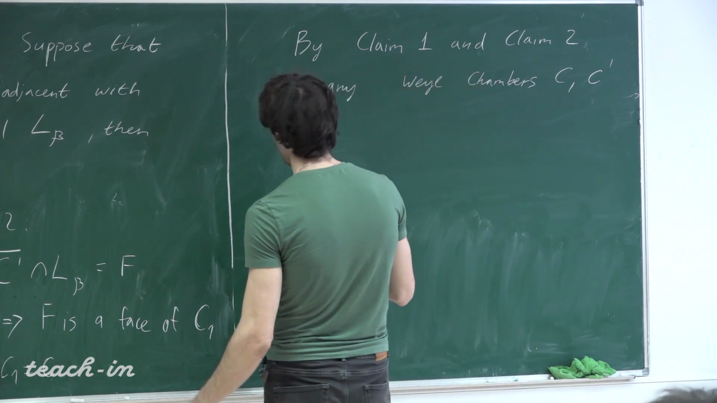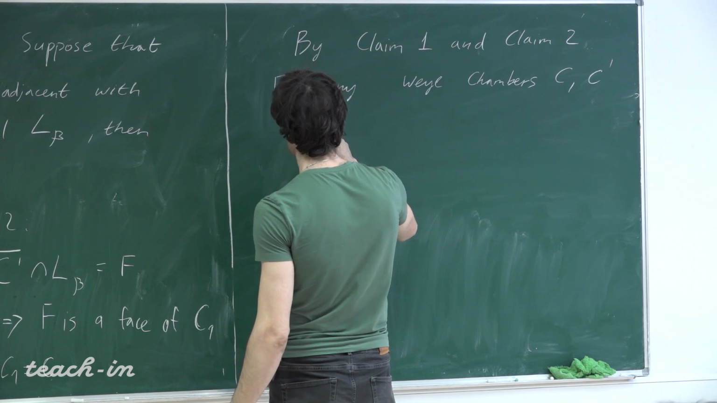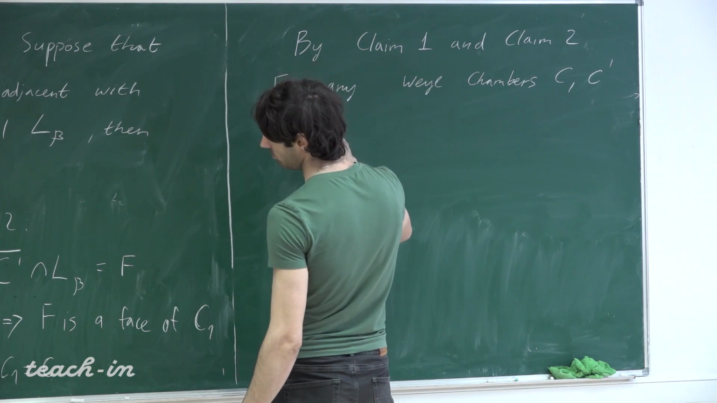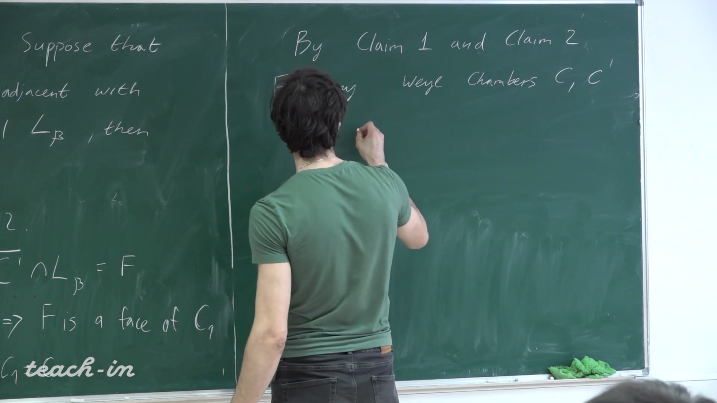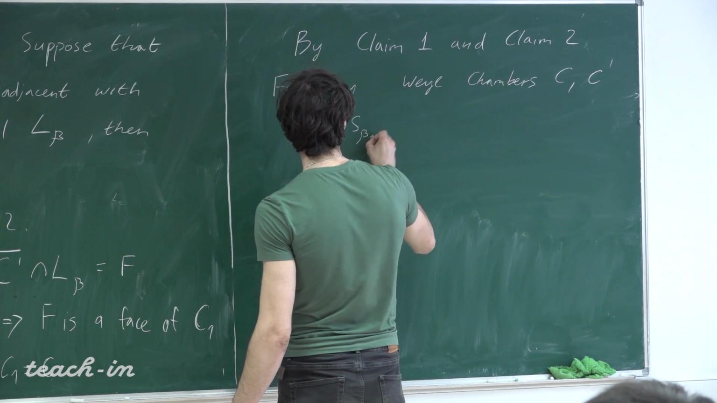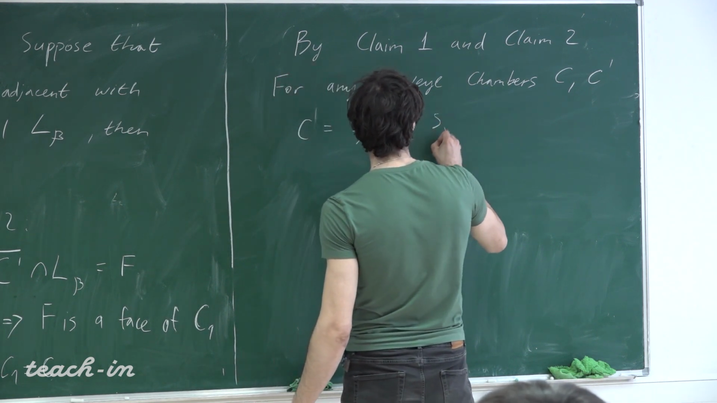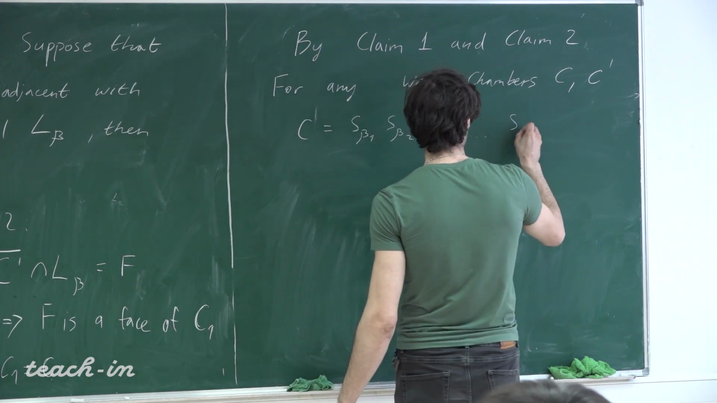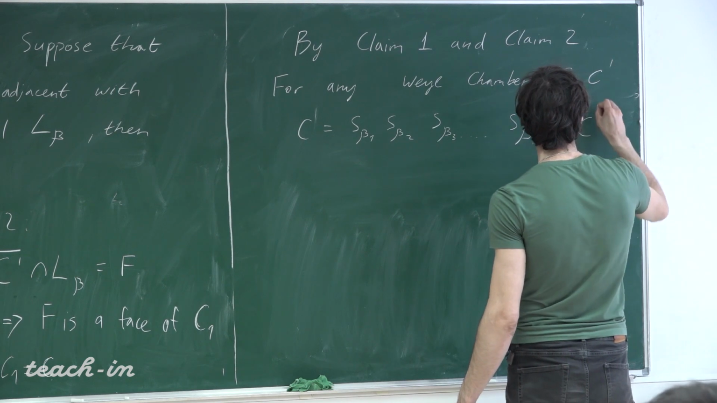So we would like to go like this. C is S beta 1, S beta 2, S beta 3, and so on, S beta K of C prime.